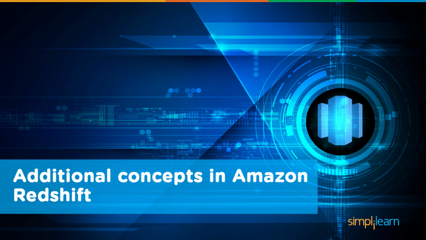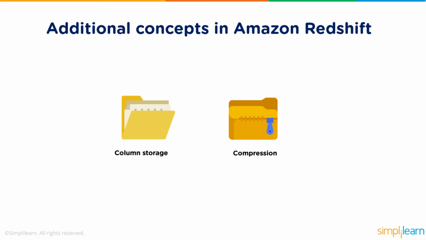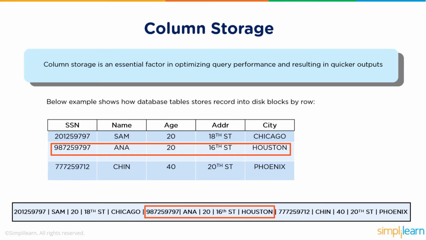Now, there are two additional concepts associated with Amazon Redshift. One is called column storage and the other one is called compression. Let's see what column storage is. As the name suggests, column storage is a kind of data storage in the form of columns, so that whenever we run a query, it becomes easier to pull out the data from the columns. So column storage is an essential factor in optimizing query performance and resulting in quicker output.